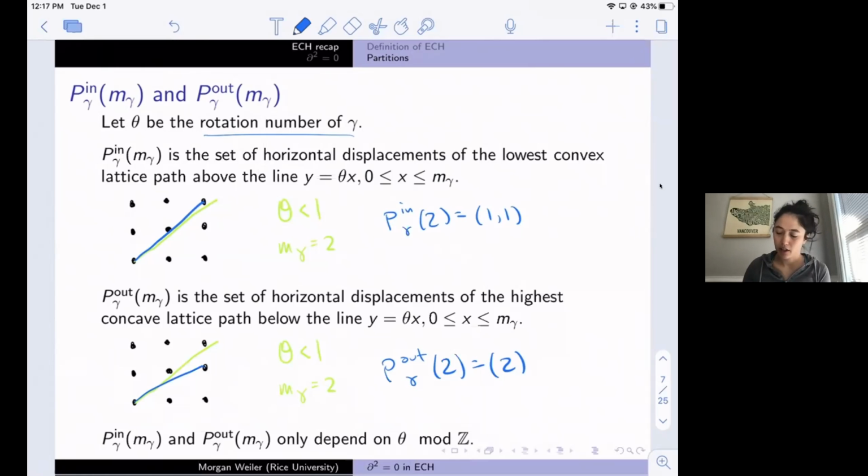So if I change my trivialization in which I compute my rotation number, then I'm going to get the same partition. So even though the rotation number only depends on the trivialization I pick mod z, I actually am fine. These are well defined.